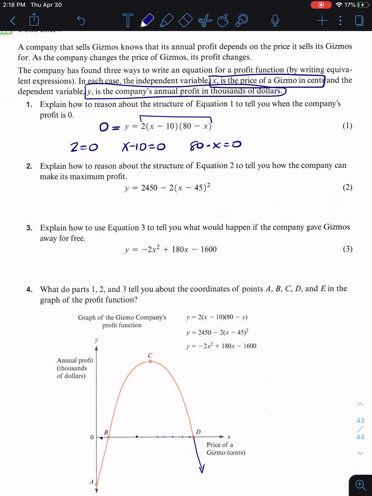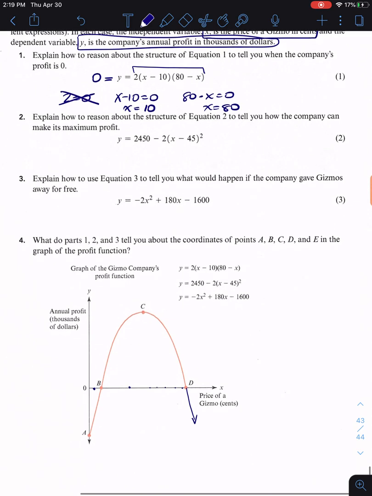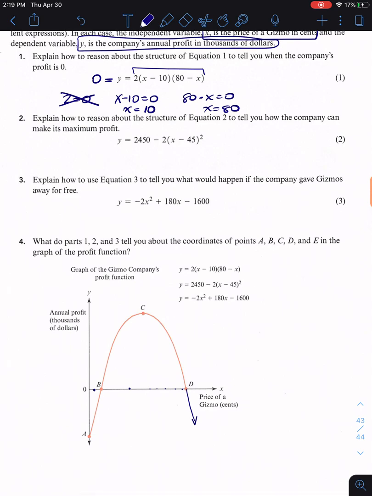When does 2 equal 0? Never. That's never going to happen. When x is 10, x minus 10 is going to be 0. And when x is 80, 80 minus x is going to be 0. So there are going to be 2 situations where the company profit is going to be 0. And we can actually plot them here. So this situation is going to be when x equals 10, and this is going to be when x equals 80.